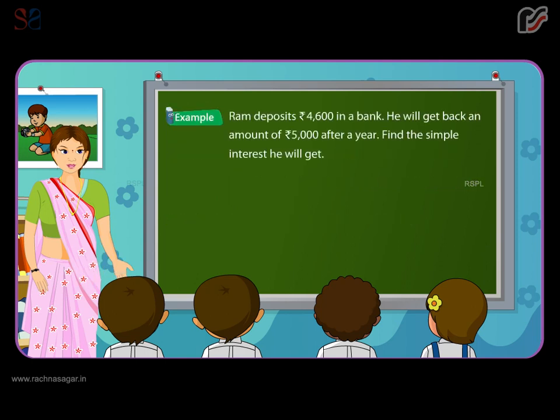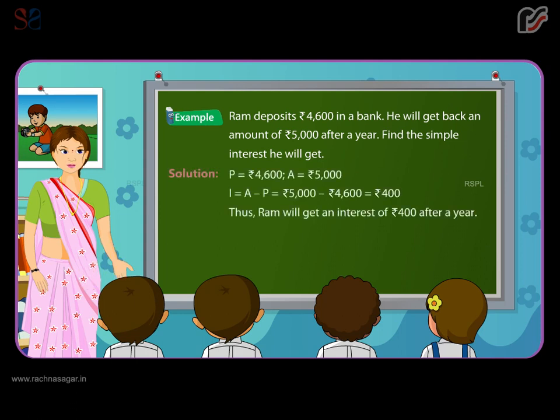Example: Ram deposits 4,600 rupees in a bank. He will get back an amount of 5,000 rupees after a year. Find the simple interest he will get. Solution: P is equal to 4,600 rupees. A is equal to 5,000 rupees. I is equal to A minus P is equal to 5,000 rupees minus 4,600 rupees is equal to 400 rupees. Thus, Ram will get an interest of 400 rupees after a year.